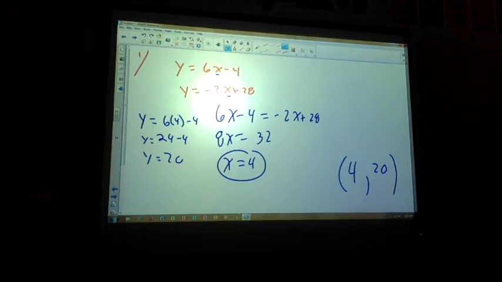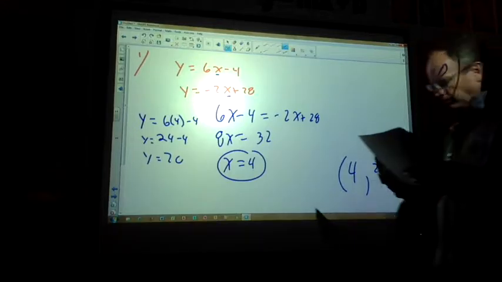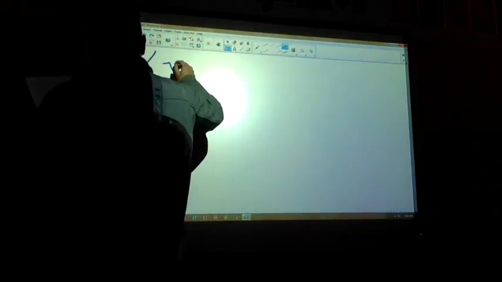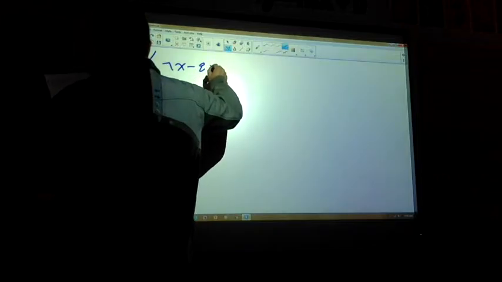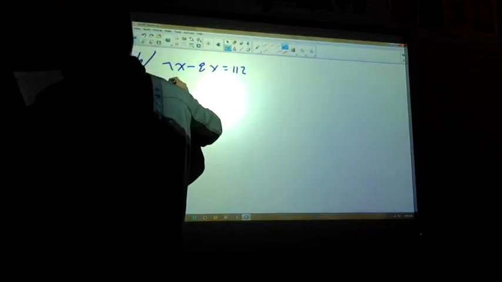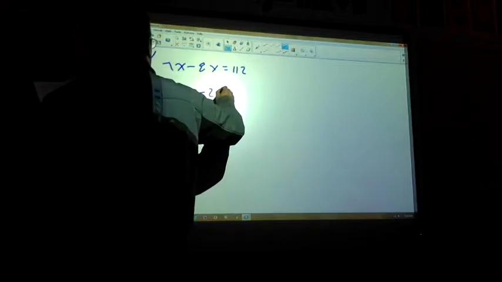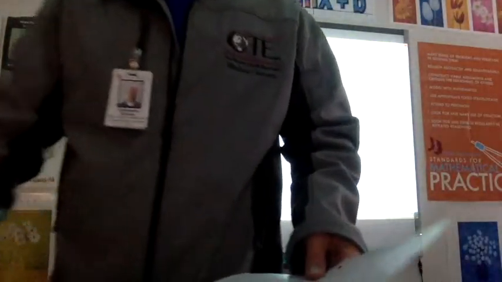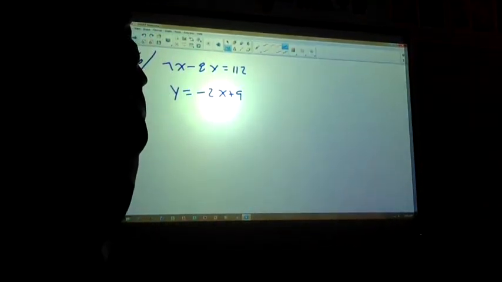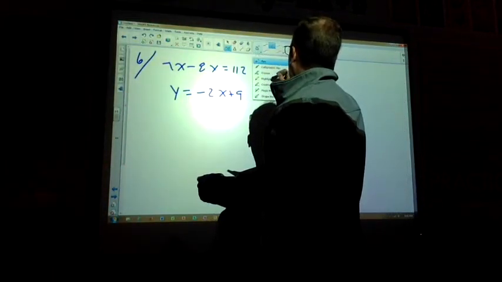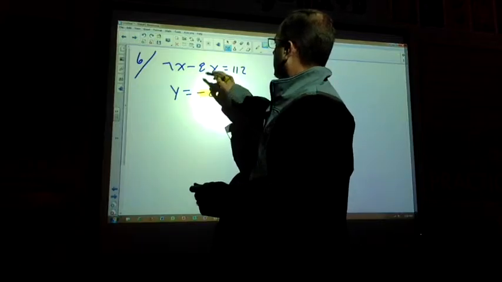Anything else 1 through 6? Number 6. All right, on number 6, we have 7x minus 8y equals 112. And then I have y equals negative 2x plus 9. So we have one of the letters solved for down here. So I can take this here and I can plug it in right there.